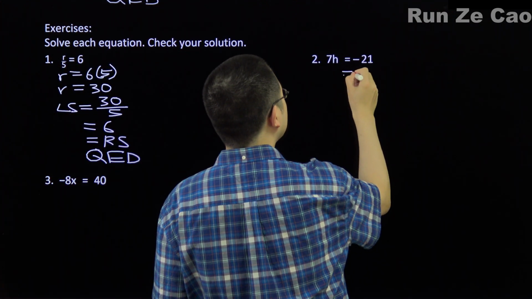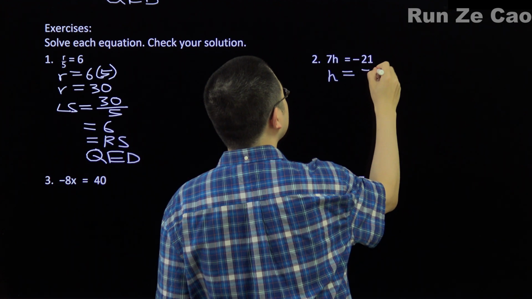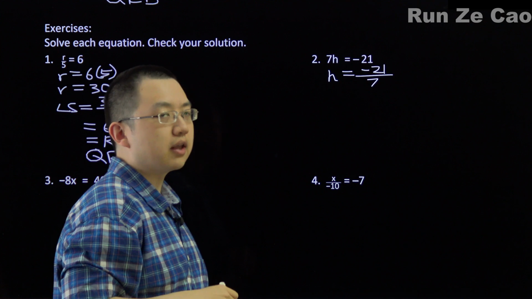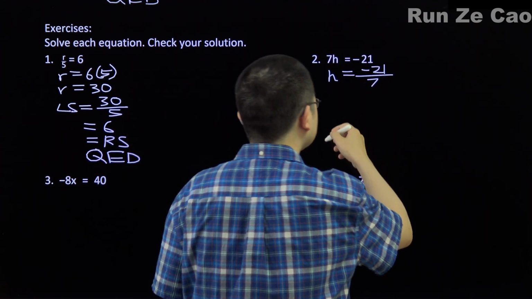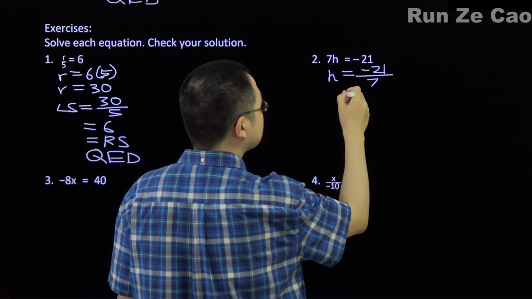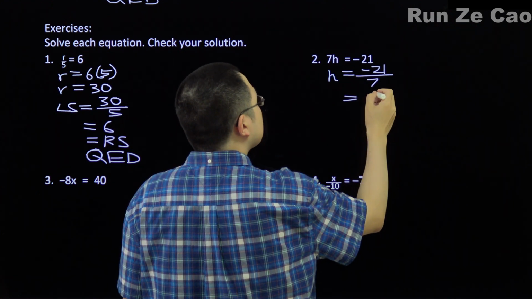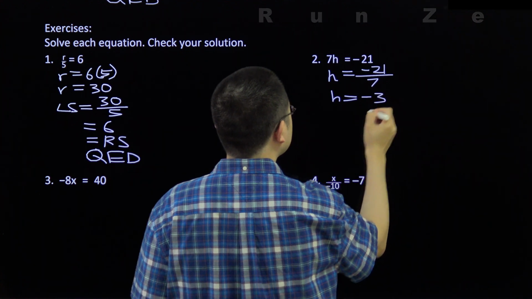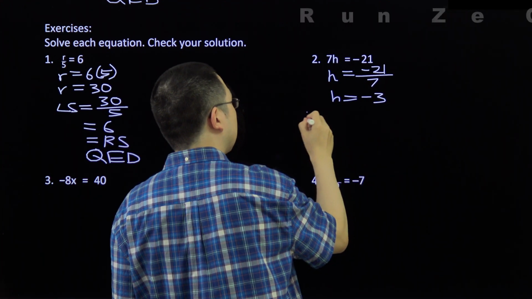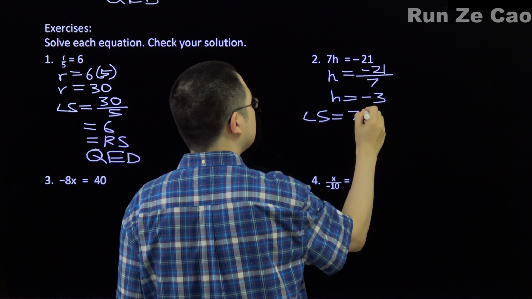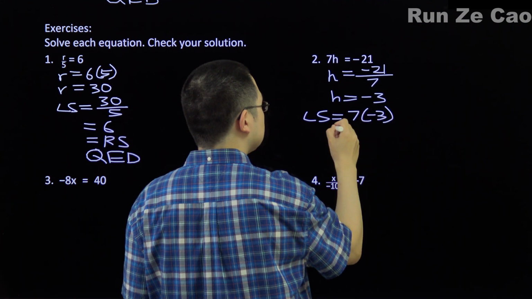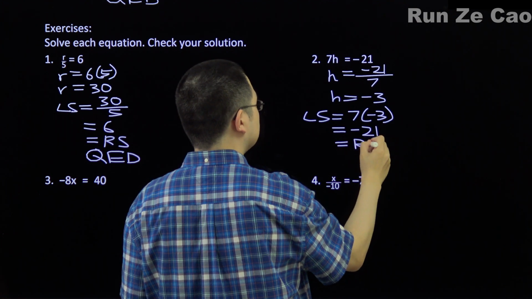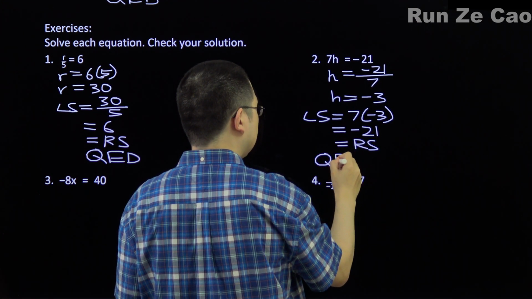7h equals negative 21, well h is negative 21 divided by 7. Or you can say that 7h over 7 is equal to this, but really, who wants to do that much writing? So, negative 21 divided by 7 is going to leave you at negative 3. And to check this, left side is equal to 7 times negative 3, which is equal to negative 21, which is equal to the right side. Therefore, what's been asked has been shown.